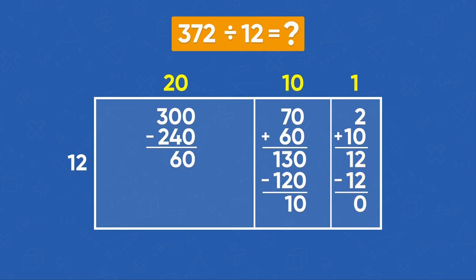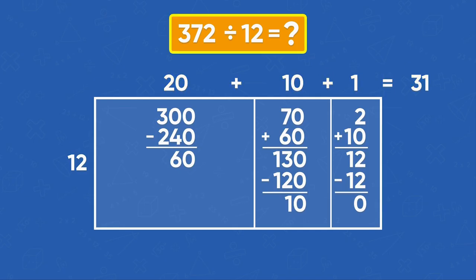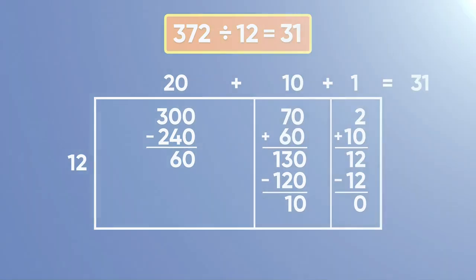Now we just add up the length of each section to find the answer. 20 plus 10 plus 1 equals 31. 372 divided by 12 equals 31. So we can make 31 cartons of eggs. Let's try it.